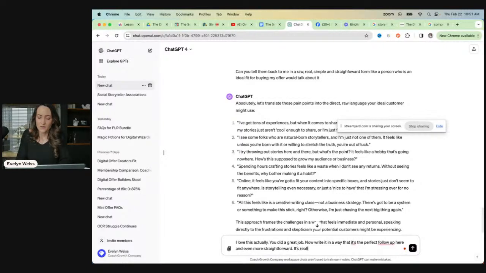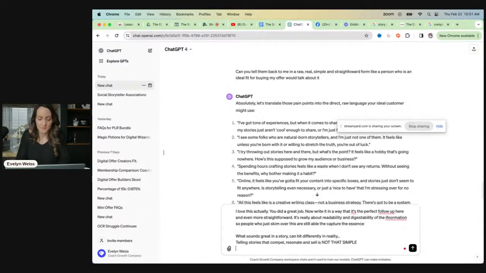It's really about readability and digestibility. I'm not sure if I just made that word up. Ability of the information. So people who just skim over this are still able to capture the essence. Okay.